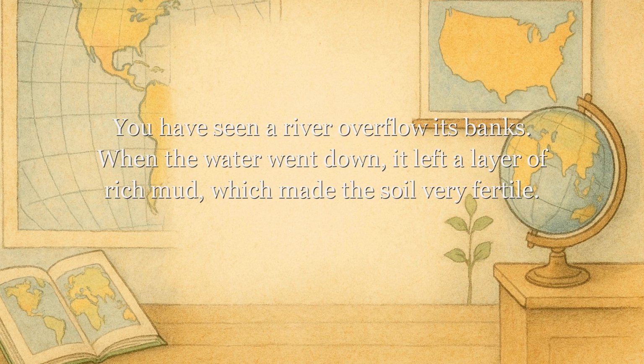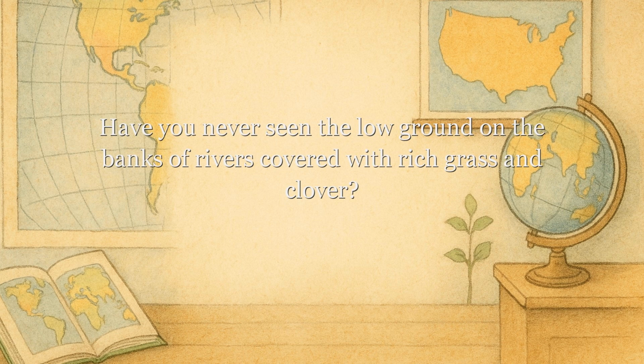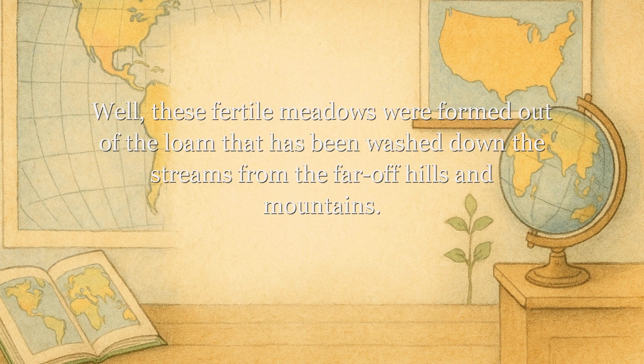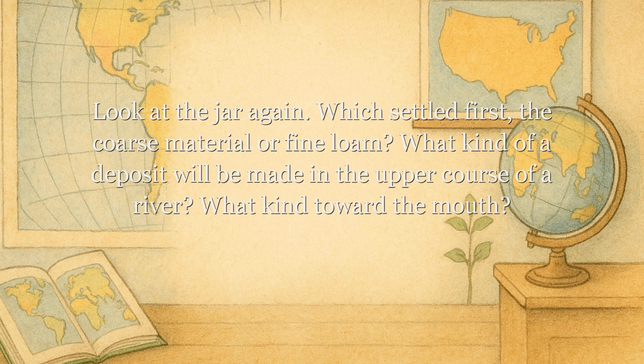You have seen a river overflow its banks. When the water went down, it left a layer of rich mud which made the soil very fertile. Have you never seen the low ground on the banks of rivers covered with rich grass and clover? Well, these fertile meadows were formed out of the loam that has been washed down the streams from the far-off hills and mountains.